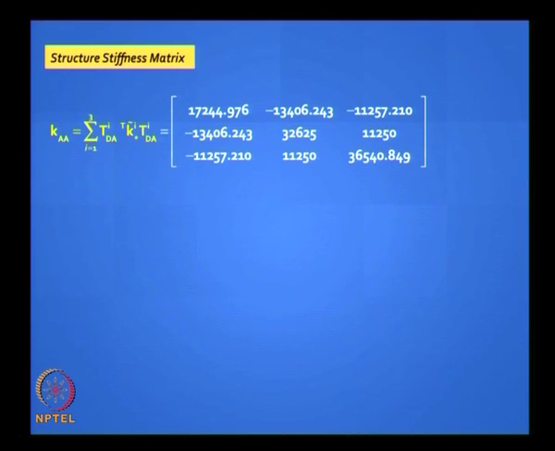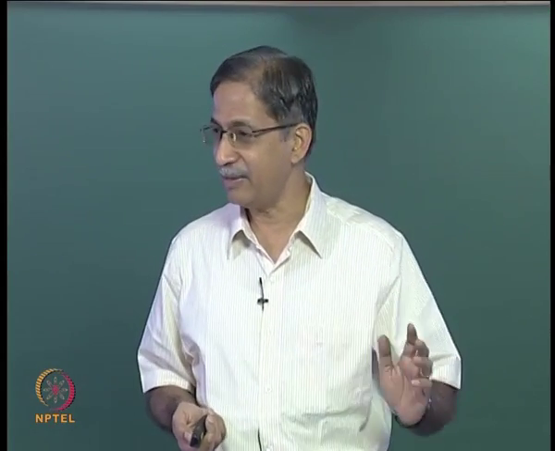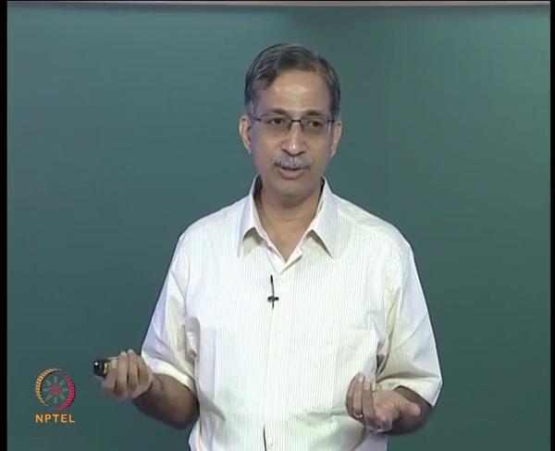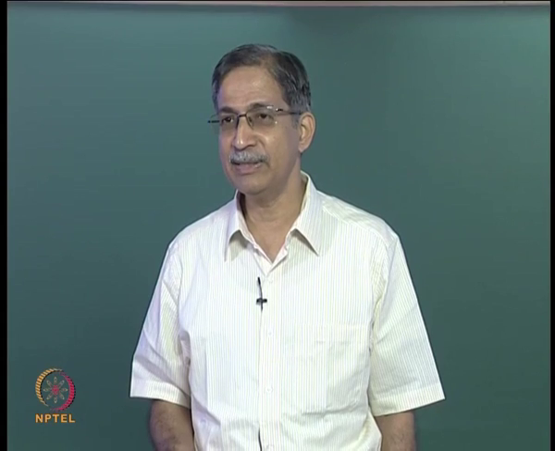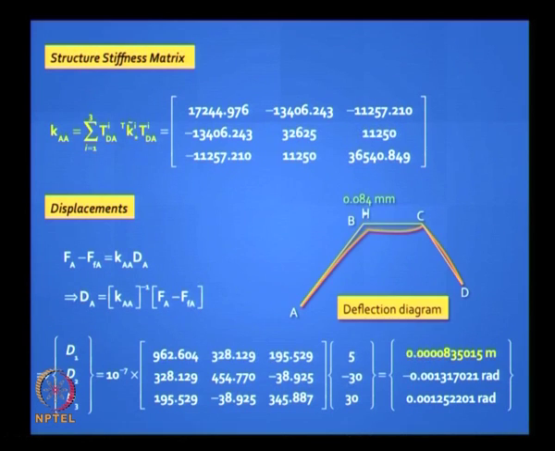Now you are ready to take any load. You give any D1, D2, D3, you get any F1 minus F1F, F2 minus F2F, F3 minus F3F, that is your net load vector. You will get the solution with the power of this matrix. So we will do that. We will invert this matrix, plug in those values of 5, minus 30 and plus 30, you have got those answers. Okay, and that is what your deflected shape looks like.